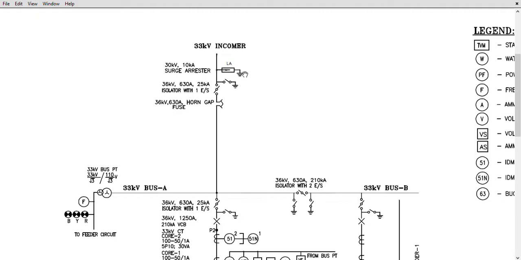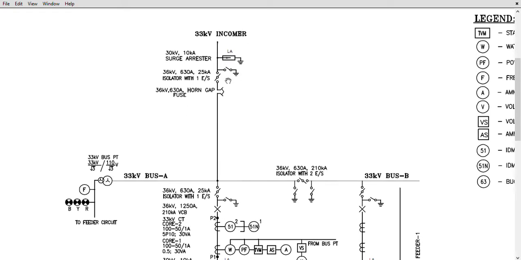What will happen when thunderbolts or lightning happens? Whenever lightning and thunderbolts happen, they generate high voltage surges, due to which there will be a tremendous amount of current that will be directly diverted to ground by this lightning arrestor.